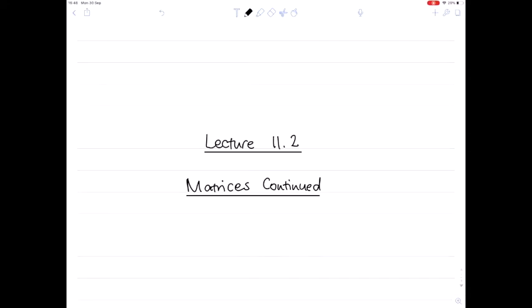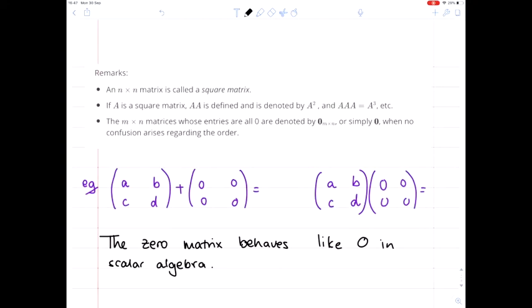So in the previous lecture we started having a look at matrices and we learned a little bit about their algebra, including how to multiply them. And in this lecture we're going to carry on learning a little bit more about what makes matrices tick. So we need a few definitions.